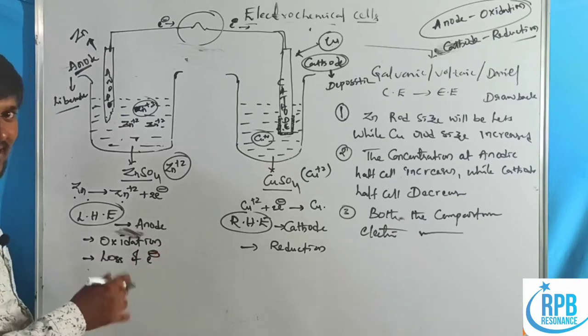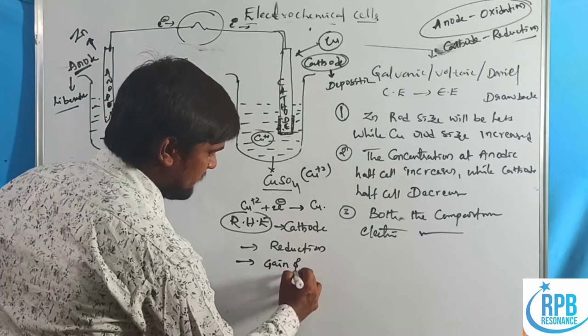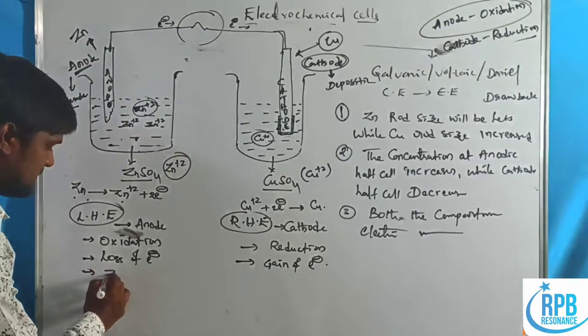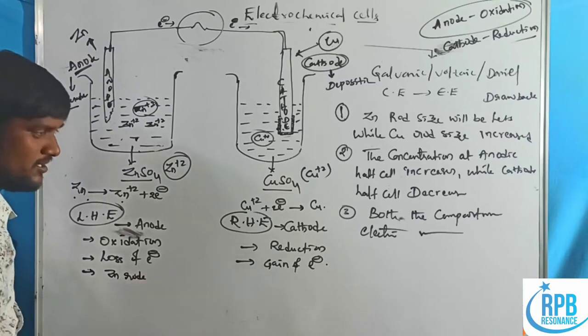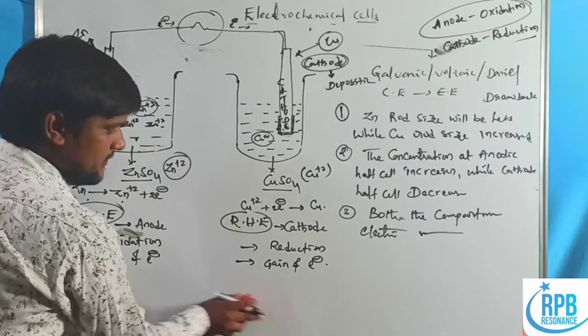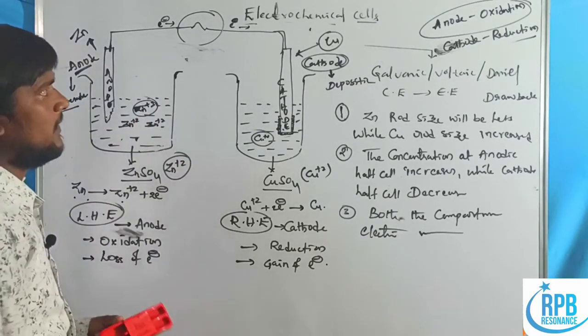Why is it confirmed as an oxidation reaction? Here the loss of electrons is observed, and here the gain of electrons. That means the zinc rod will be reduced in size. I think I discussed the zinc rod over there; we don't need to discuss it a second time. This is the observation we observed in the case of the electrochemical cell.